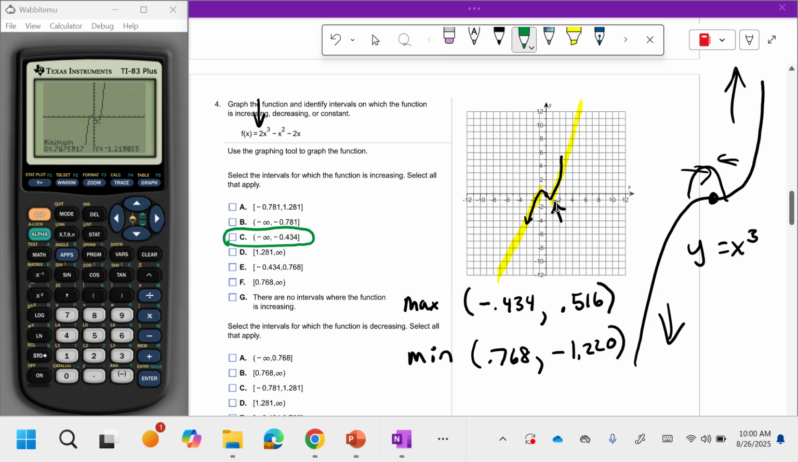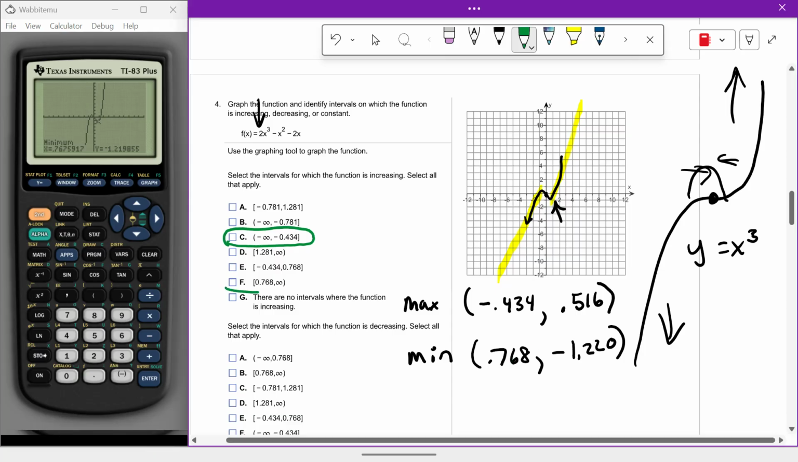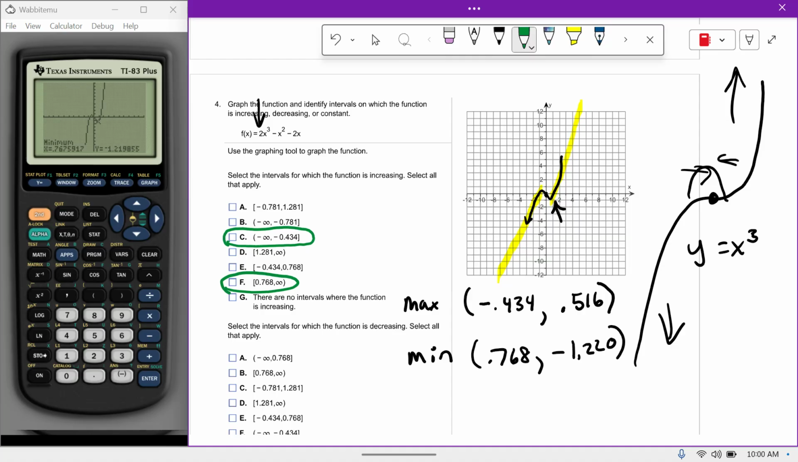And it's going up when it hits this minimum point, and after that to infinity. Where is that at? Well, it's 0.768. So it's 0.768 to infinity. So those are how you get the 2 answers. Use your graphing calculator. I don't know how you do this without a graphing calculator, personally.